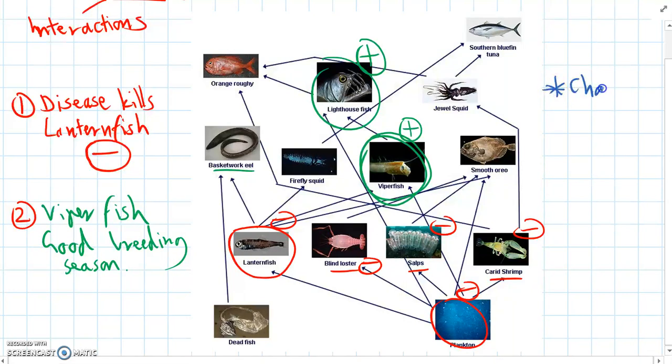So the overall message is that changes to one species can affect lots of other species. Changes in one species affect many others.